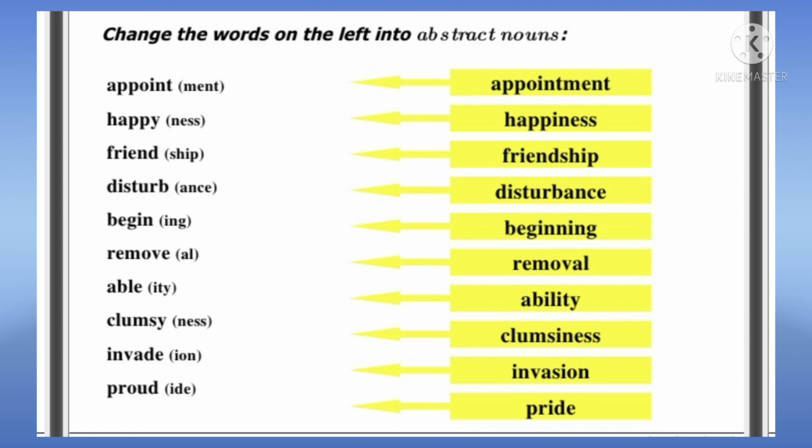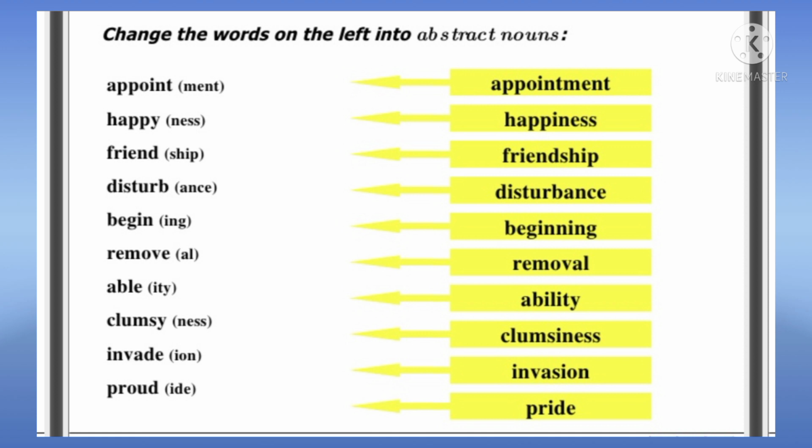Begin, beginning. Remove, by adding al, removal. Able, by adding ity, ability. Clumsy, clumsiness. Invade, invasion. Proud, pride. Okay, do you understand how to make new nouns or abstract nouns from other words? From other words means it can be other parts of speech like verb, adjective, etc. And even from nouns you can form abstract nouns.